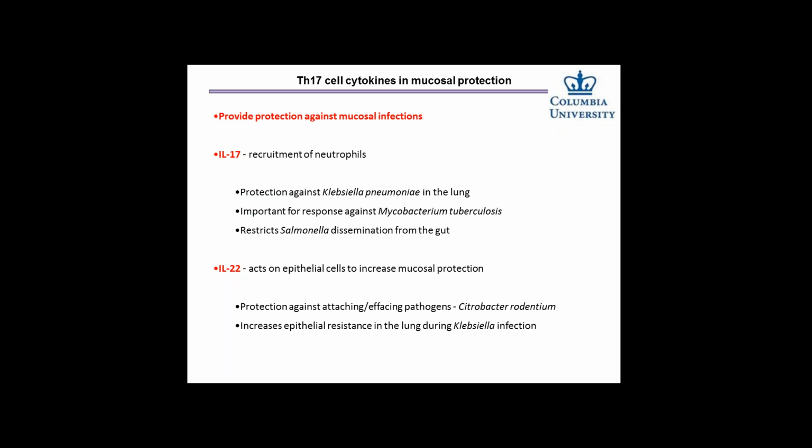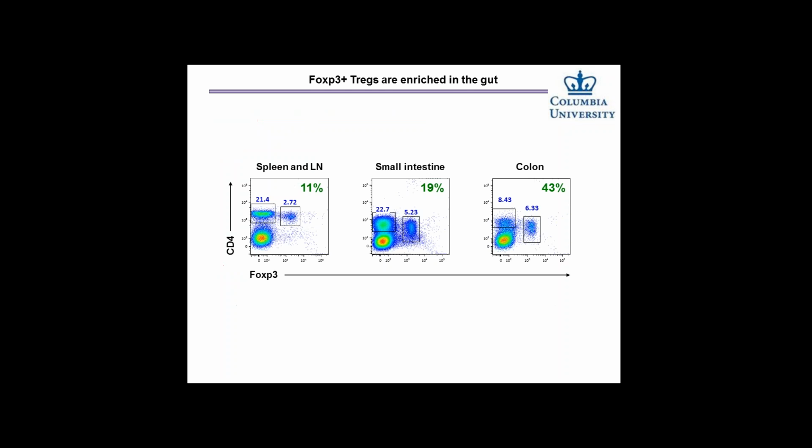However, it should be pointed out that the exact role of Th17 cells in all of these conditions is not completely clear because, of course, the effector cytokines, both IL-17 and IL-22, have now been shown to be produced by other cell types in addition to Th17 cells. What was interesting to us was the fact that both regulatory T cells and Th17 cells are highly enriched in the gut at steady state.